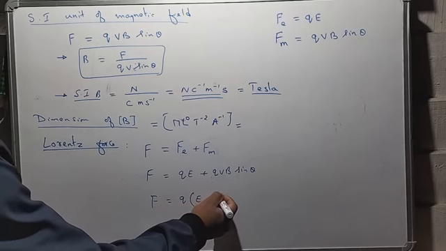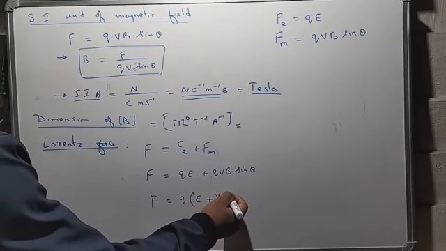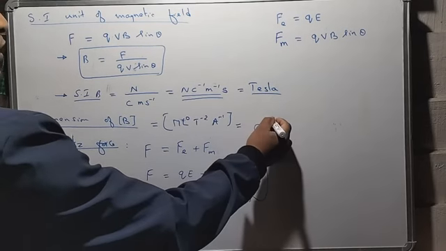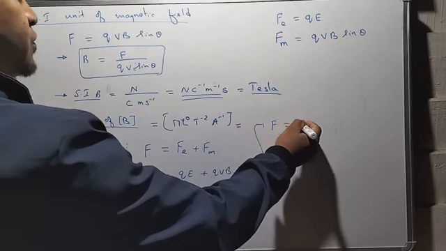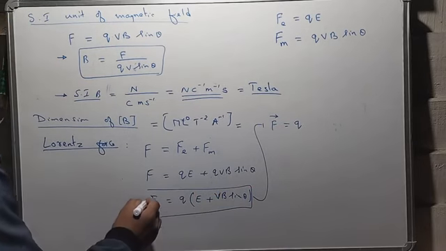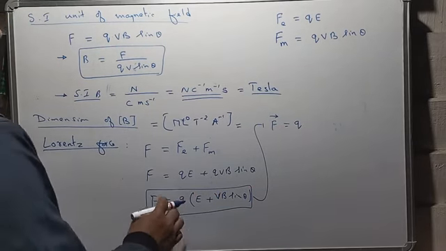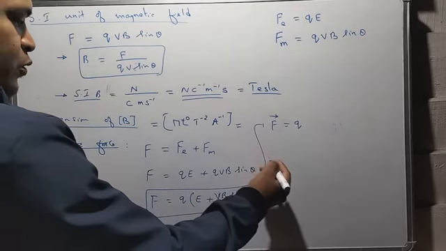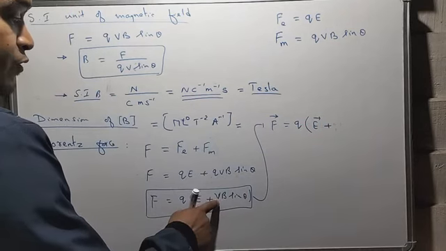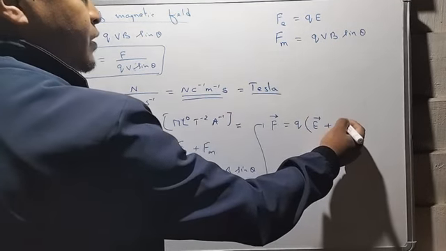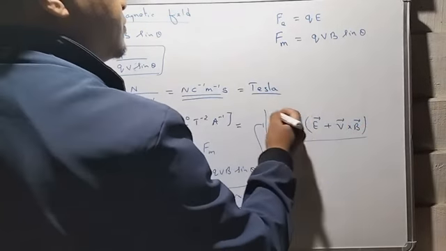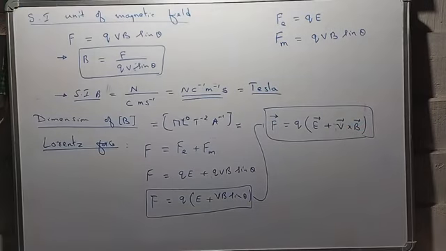F equals Q times E plus VB sine theta. This is the scalar form of the Lorentz force. In vector form, F vector equals Q times E vector plus, instead of VB sine theta, V cross B. So this is about the equations of the Lorentz force.